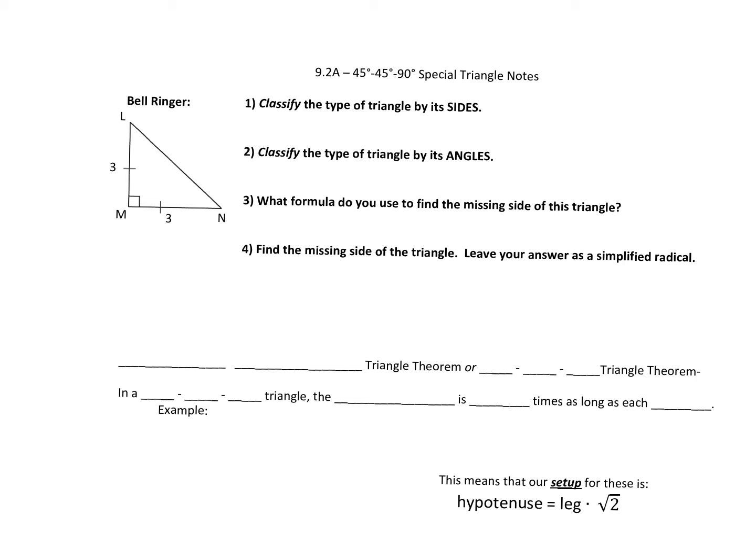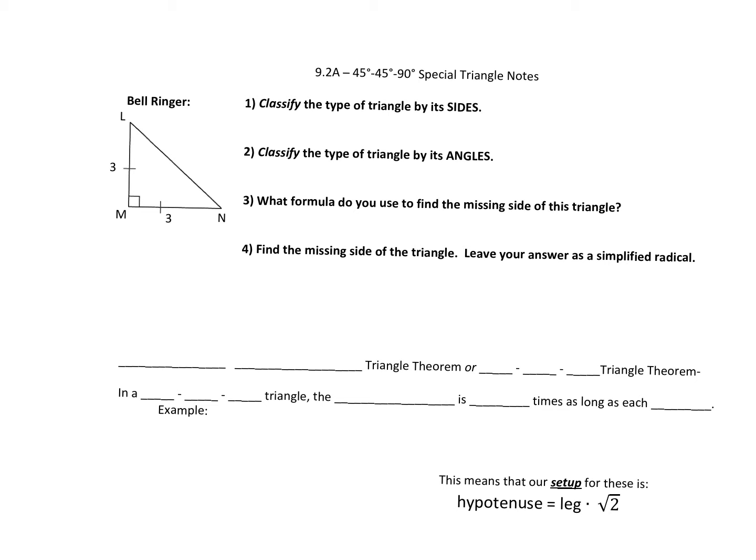Today we're going to talk about the 45-45-90 special triangle. If you get nothing from the Pythagorean theorem or trig identities, remember 45-45-90 and 30-60-90. Those are the most important, in my opinion, of what you need to know.